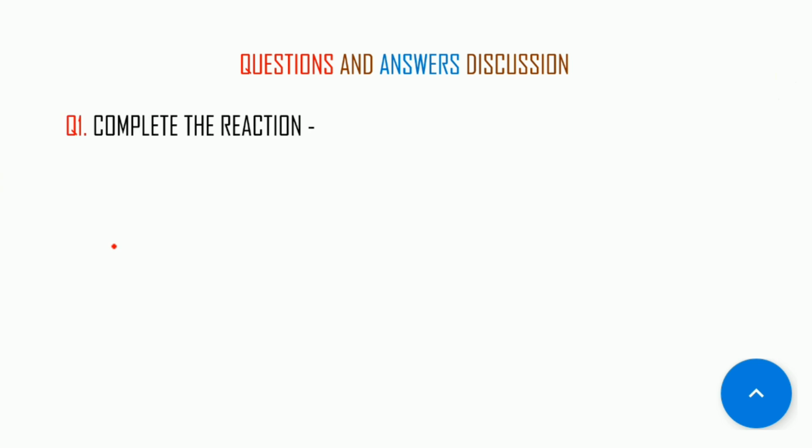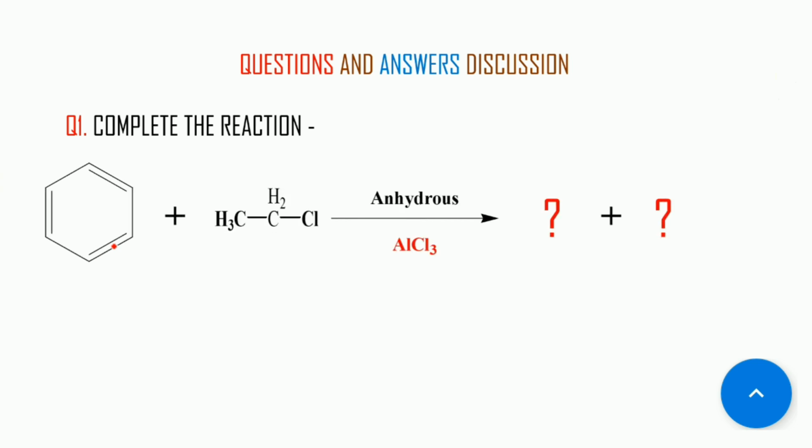Now this one is a very important question for this topic. Question number 1. You have to complete the reaction below. So here it is. But I have already explained its mechanism to you. So I just told you what the desirable products are for this reaction, just skipping the mechanism steps. So what are the desirable products for this reaction?